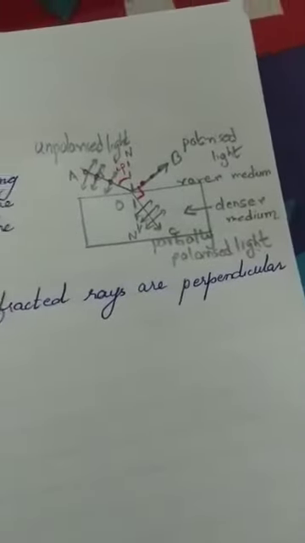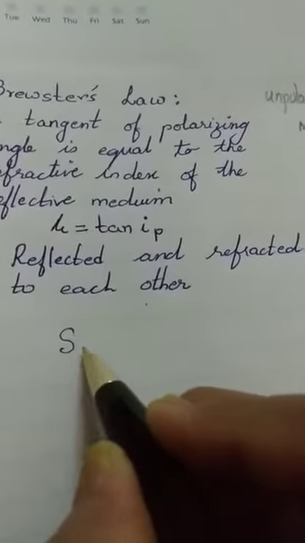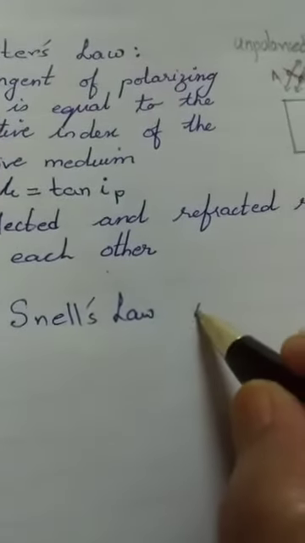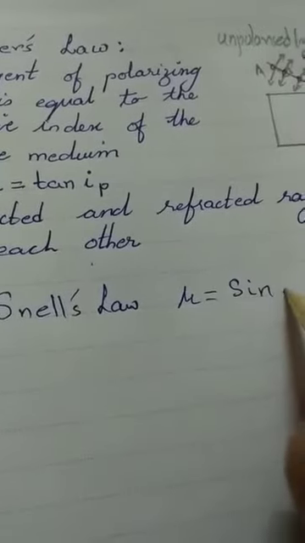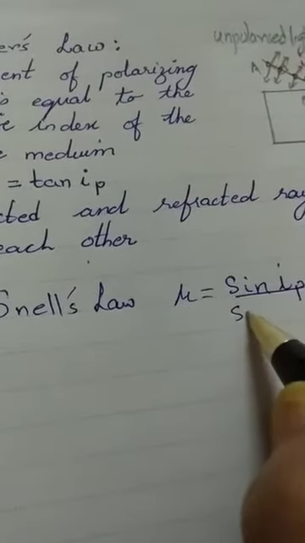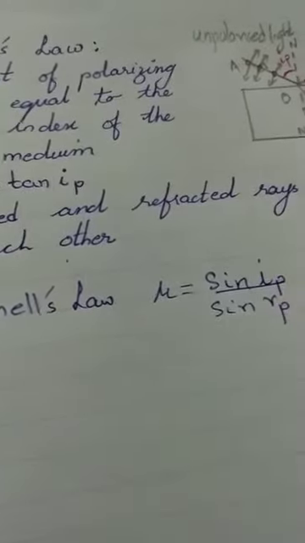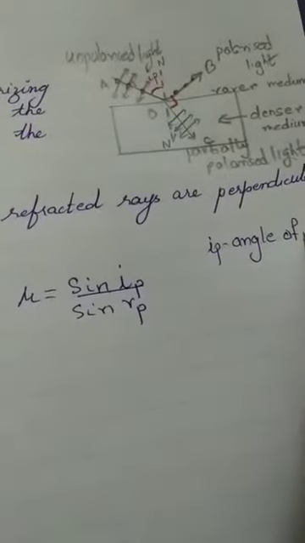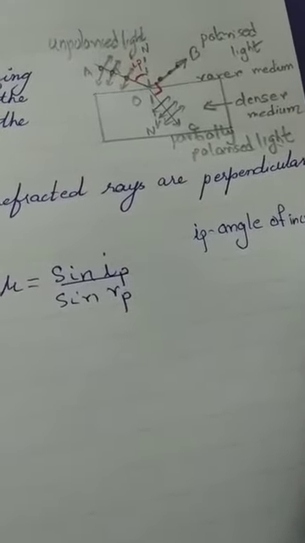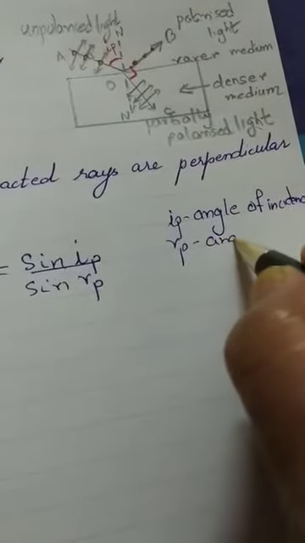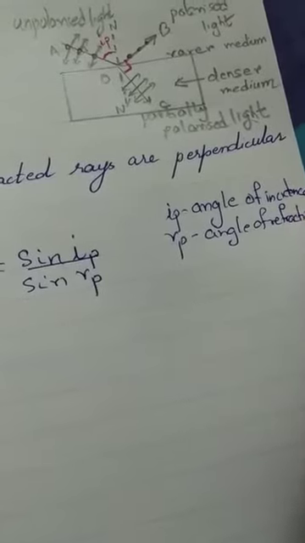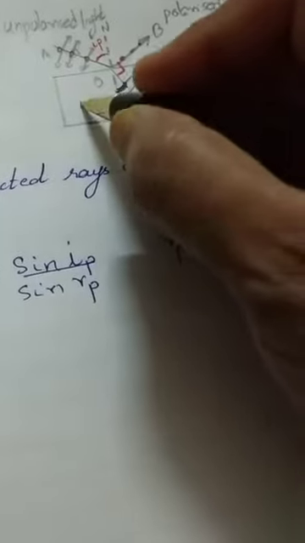Now let us use Snell's law. According to Snell's law, mu is equal to sine of IP upon sine of RP, where IP is the angle of incidence, RP is the angle of refraction. So this one here is angle RP.